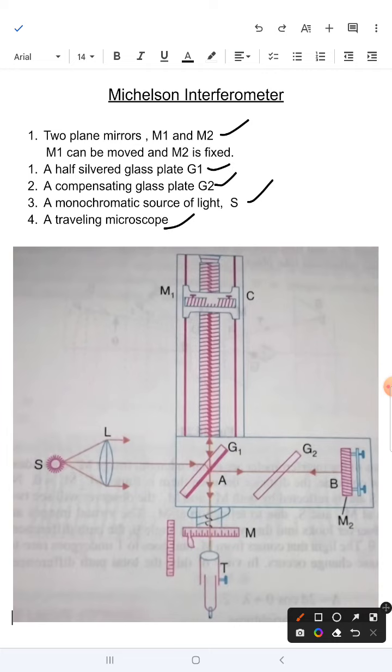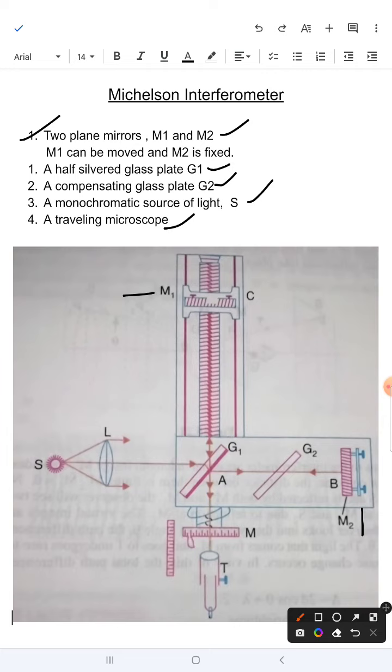Let us see the construction of the Michelson interferometer. Here we have the schematic diagram which represents the arrangement of all the apparatus. As we said, we need two mirrors M1 and M2. The reflecting surfaces of these two mirrors are exactly perpendicular to each other. We arrange mirror M1 along the x-axis and mirror M2 along the y-axis. M1 can be moved with the help of a screw.